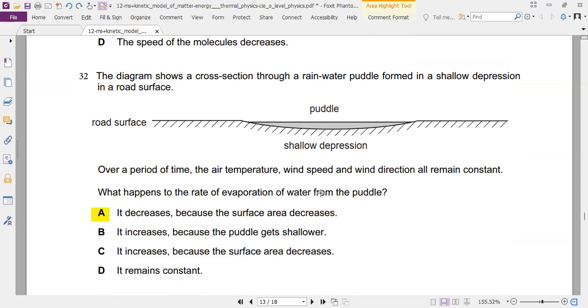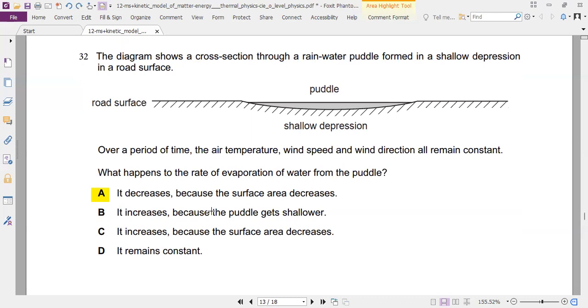The rate of evaporation here, if we keep everything constant, the temperature, the wind direction, the rate of evaporation will decrease. Why? Because of the surface area. Every time the evaporation takes place, the puddle height will go down, so it will have less area. Less area means less evaporation.